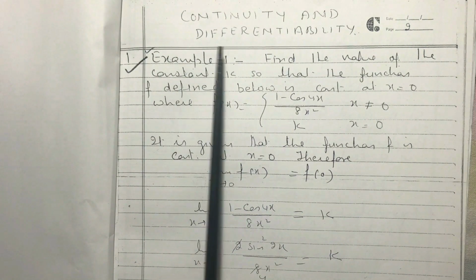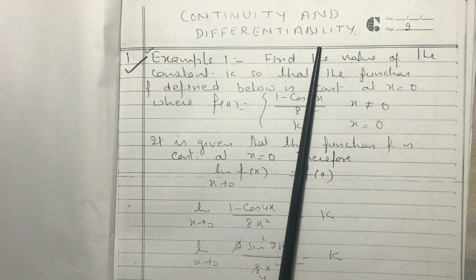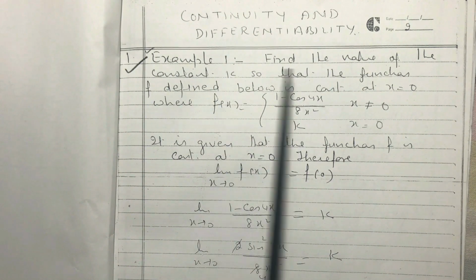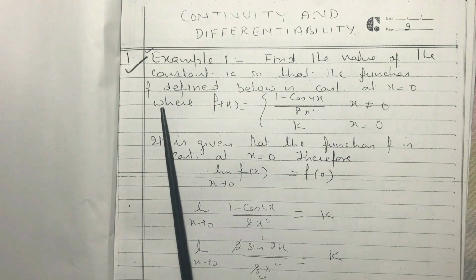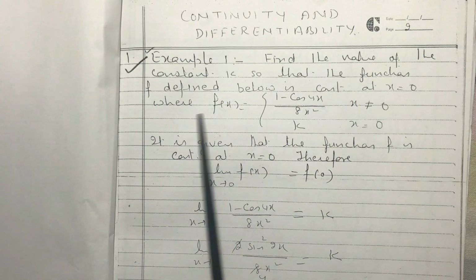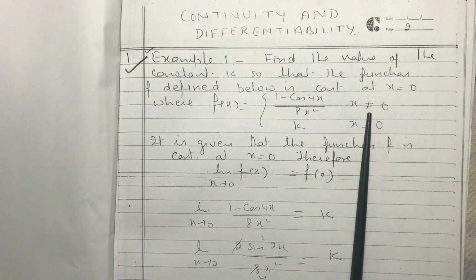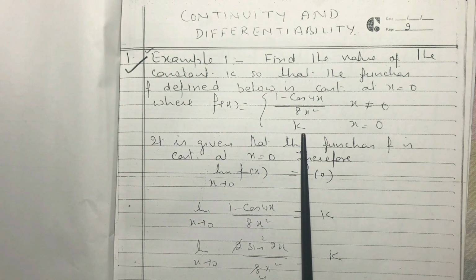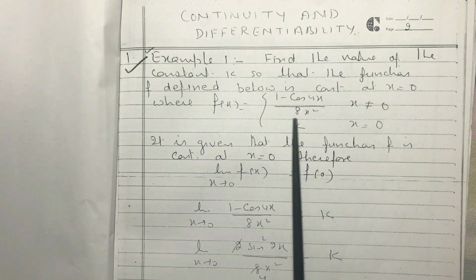Now this is chapter 5 of Exemplar, Continuity and Differentiability. This is example 1. Find the value of the constant k so that the function f defined below is continuous at x equal to 0, where f(x) is equal to (1 minus cos 4x) upon 8x square when x is not equal to 0, and this is equal to k if x is equal to 0. We are to find the value of this k.